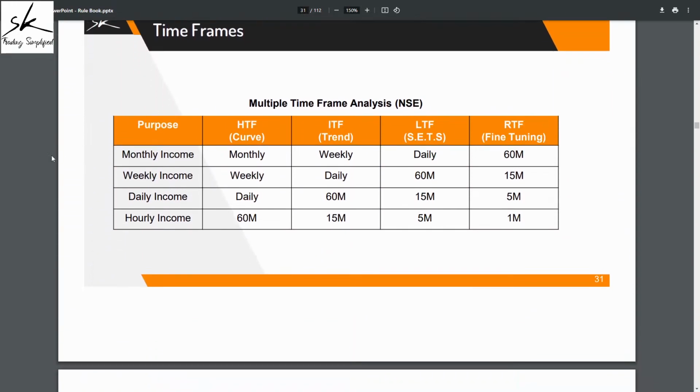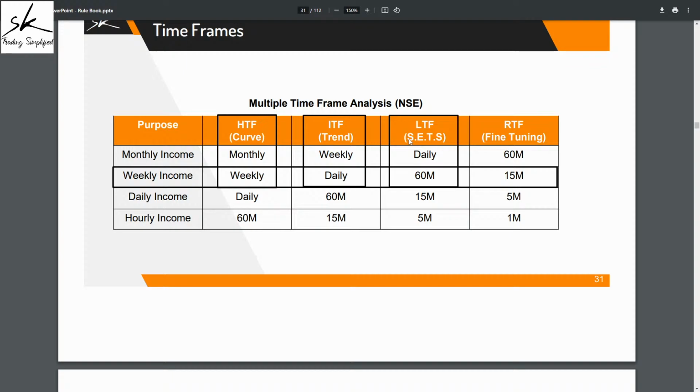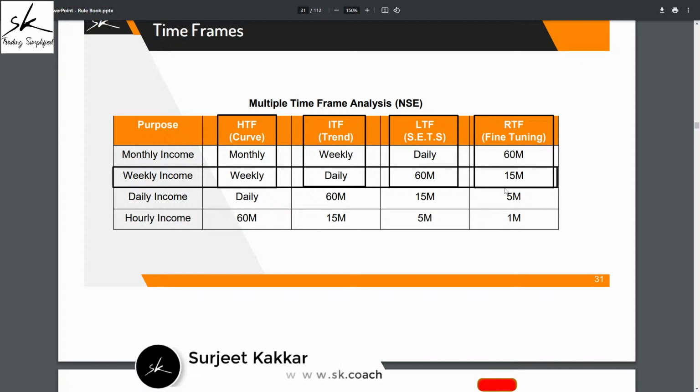Like in this example, I want to plan weekly income trades. So as a weekly income trader, my time frames are weekly, daily, 60 and 15. Weekly is the higher time frame, which is used for curve analysis. Intermediate is daily, used for trend analysis. Lower time frame is 60. That is where we get our ACTS from. ACTS stands for stop loss, entry, target, and size. And in case I need to make some fine tuning, or I need the refining time frame, let's say for some additional rules, then my refining time frame in this case will be the 15 minutes chart.